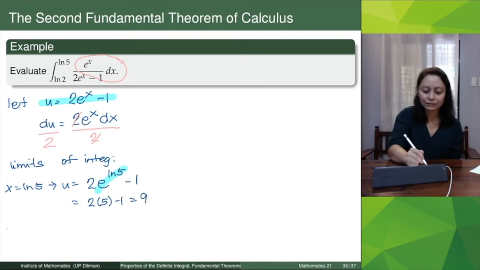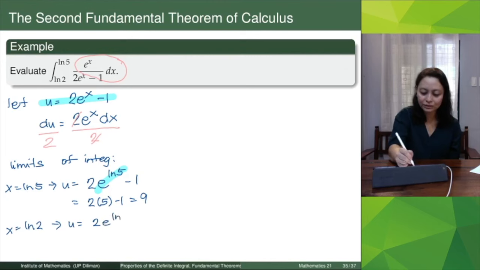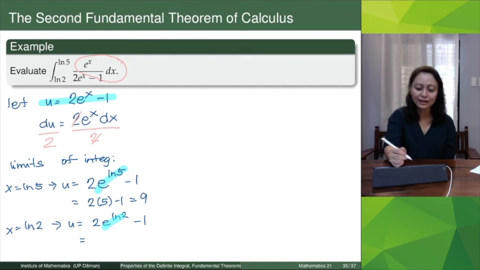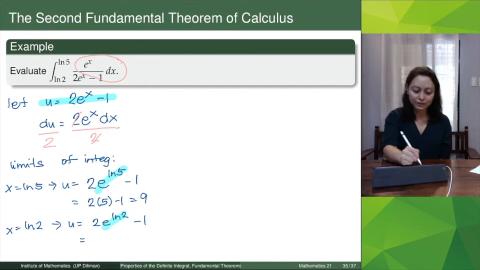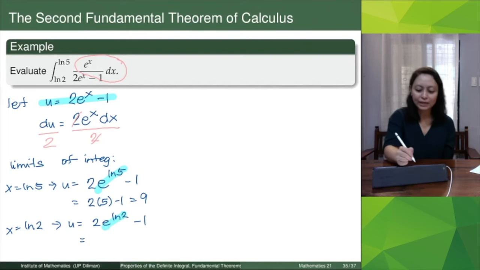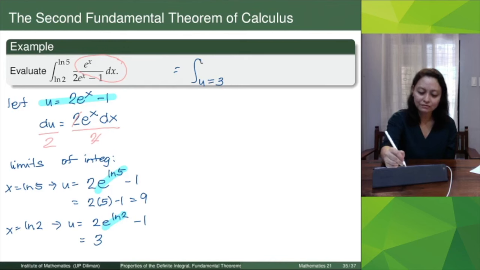Tama? Now, if x is ln 2, ganun din, u is equal to 2e to the ln 2 minus 1. Again, e to the ln 2 ay equal lang sa 2. So, 2 times 2, 4 minus 1, you have 3. Okay, so let's write this integral. If x is ln 2, u is 3. If x is ln 5, u is 9.